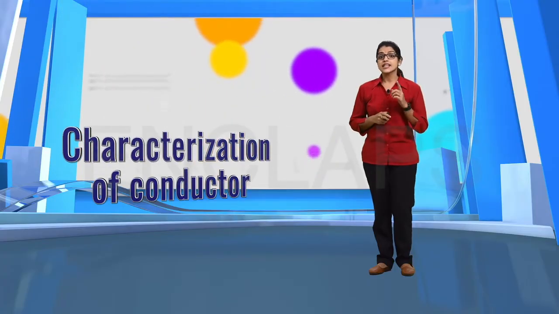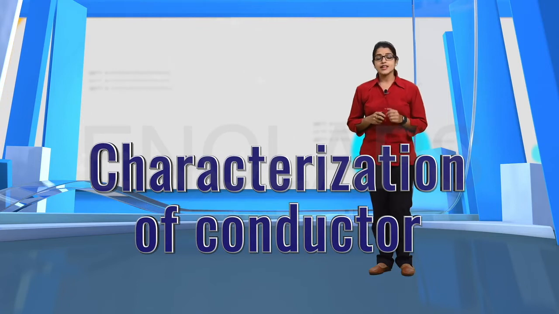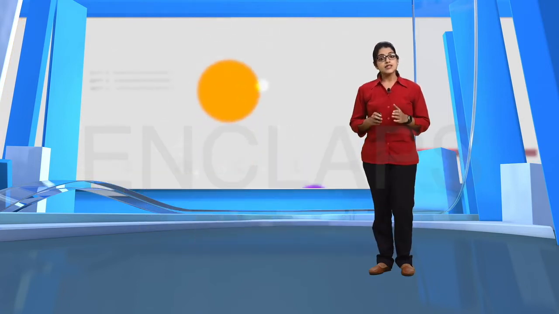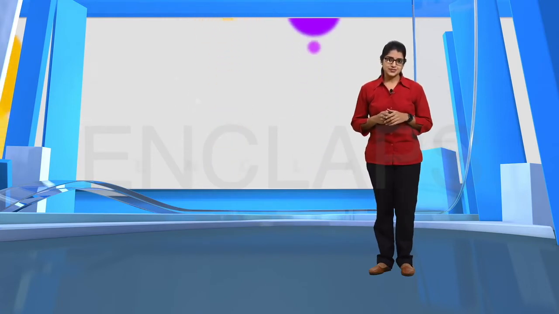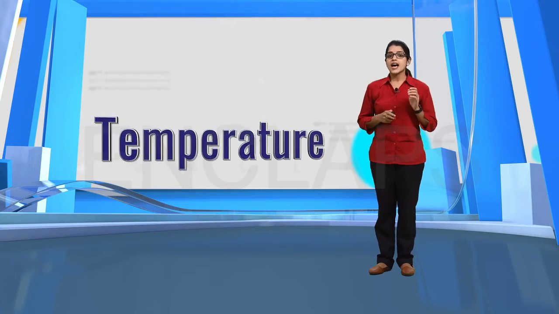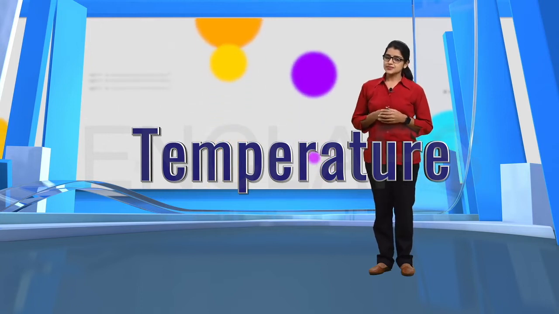Next is the characterization of a conductor. Different conductors have different resistance. For example, the resistance of copper wire is not the same as the resistance of iron. Temperature. As the temperature increases, the resistance of the conductor also increases.